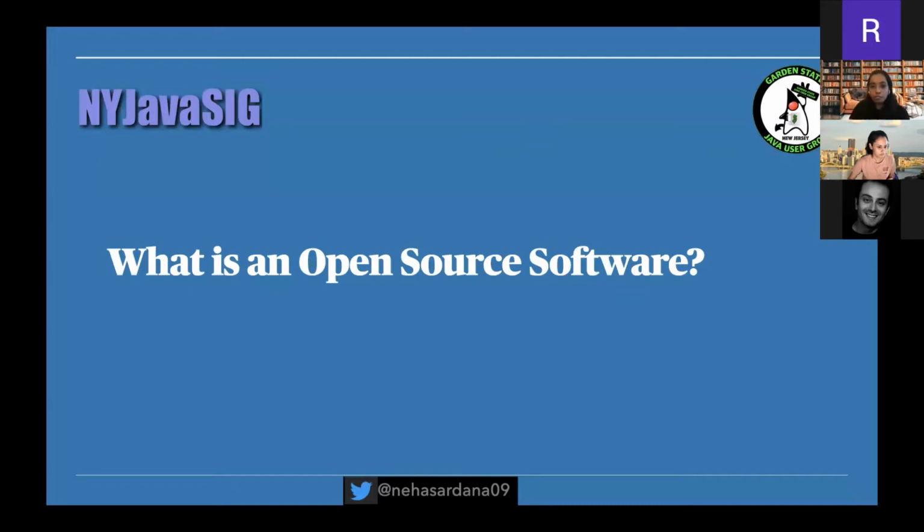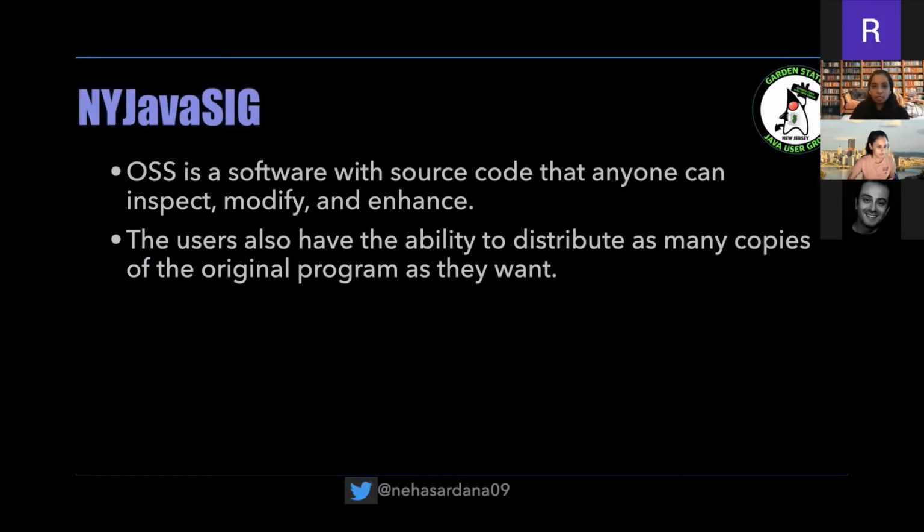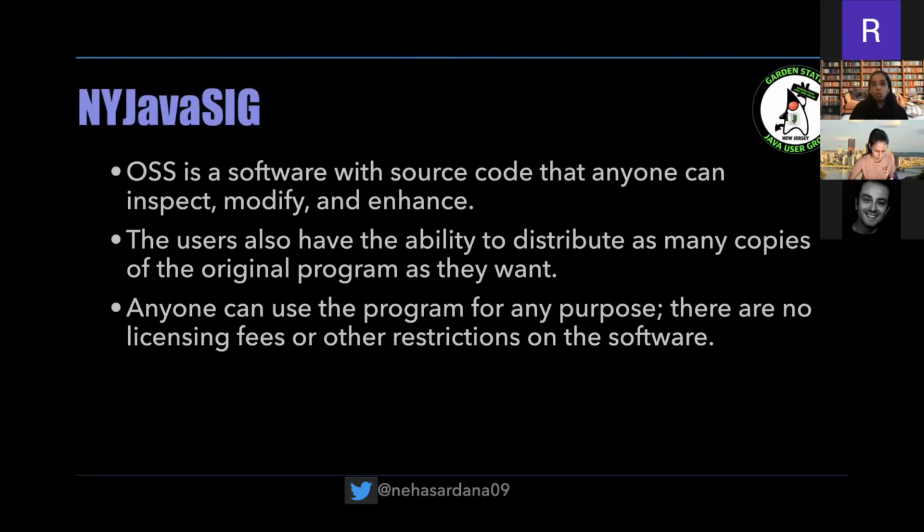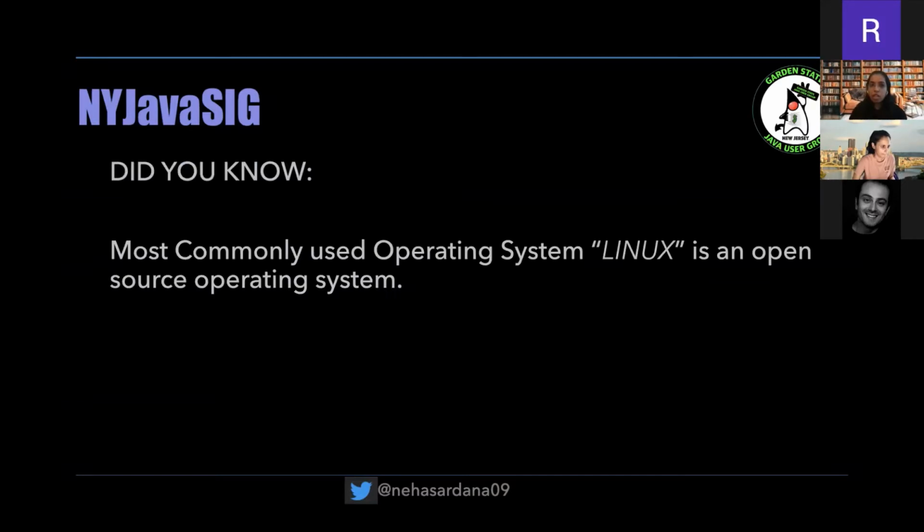So what's open source software? Let's see what it is. Open source software is software with source code that anyone can modify, inspect, and enhance. Users have the ability to distribute as many copies of the original program as they want. There is no restriction. Anyone can use the program for any purpose. Most of the software industry is highly dependent on open source software. There are no licensing fees or restrictions. If you don't know, the Linux operating system is also open source software, which is very commonly used, and this is a great example of that.